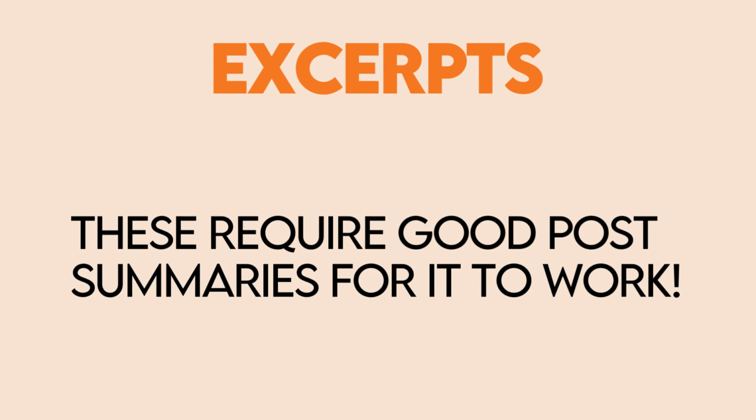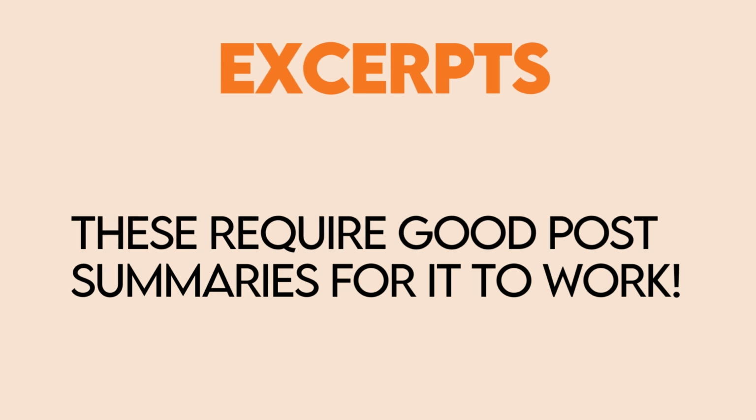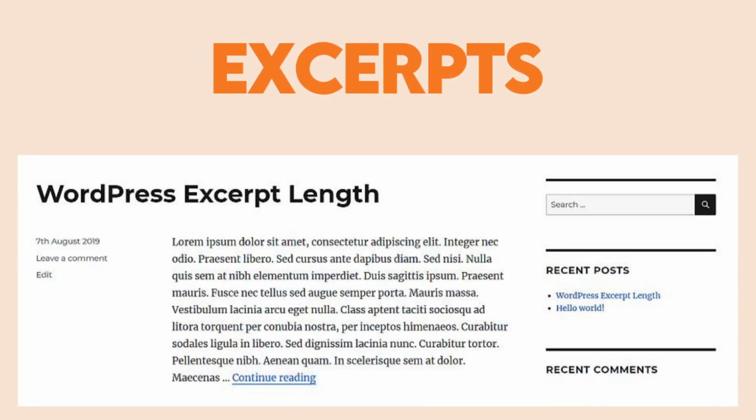If you choose excerpts, make sure that your posts actually have well-written summaries, or else the chatbot won't be able to pull any data. Now, what's an excerpt? An excerpt is an optional text associated to a post. Most of the time, it's used as the post summary. If excerpts are empty, WordPress automatically creates an excerpt using the first 55 words of your posts.